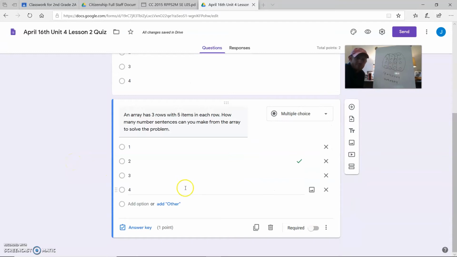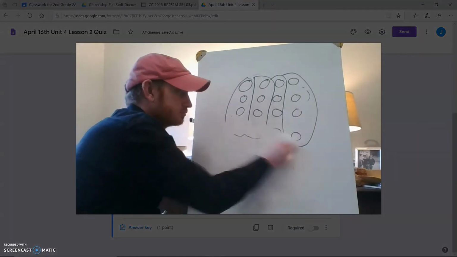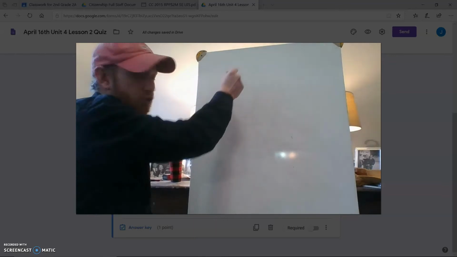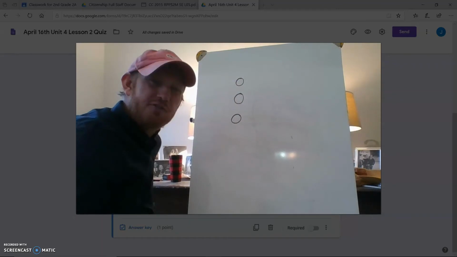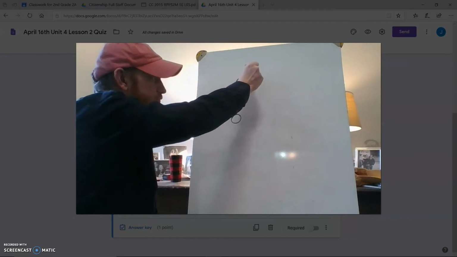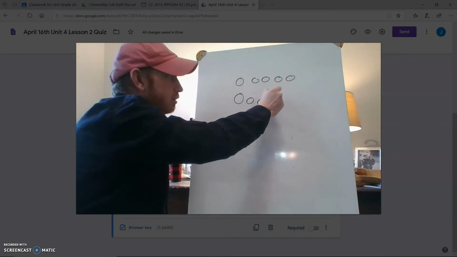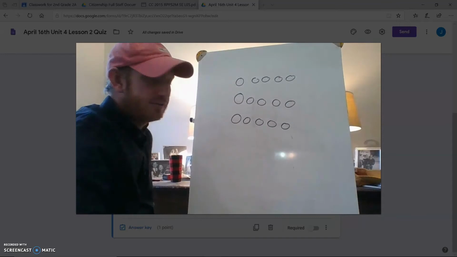Second question. An array has 3 rows with 5 items in each row. How many number sentences can you make from the array to solve the problem? So now we have 3 rows with 5 items in each row. So row 1, row 2, row 3. And then 5 in each row. So 1, 2, 3, 4, 5. 1, 2, 3, 4, 5. 1, 2, 3, 4, 5.